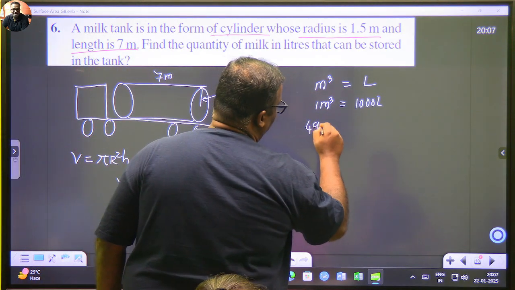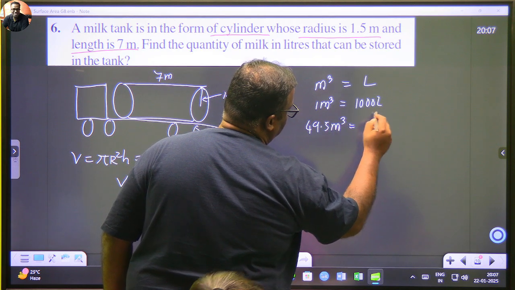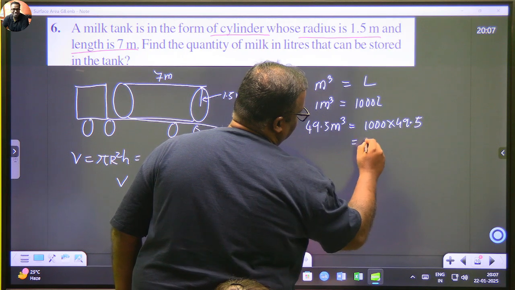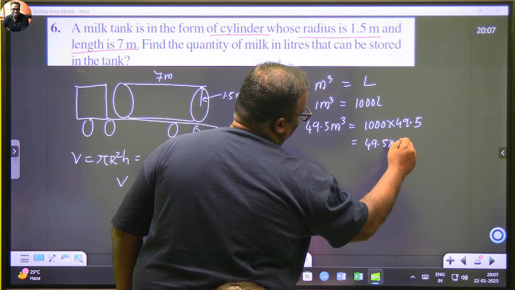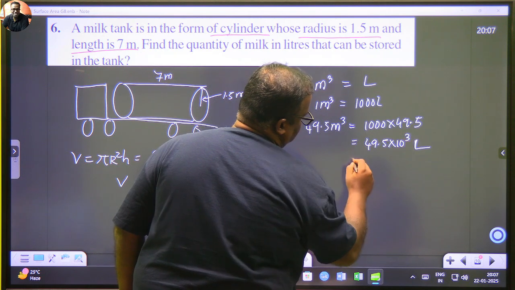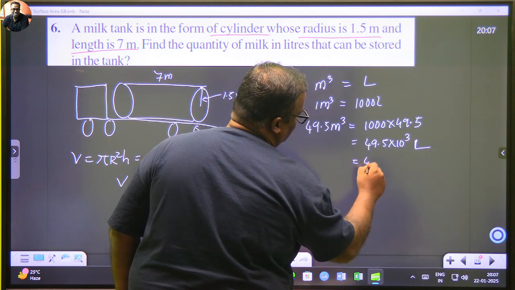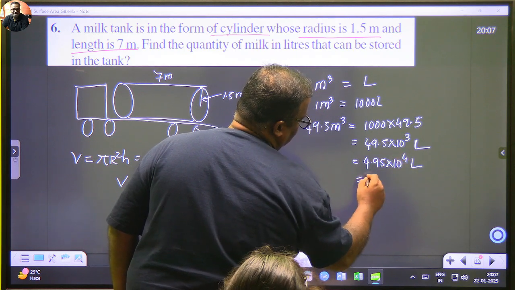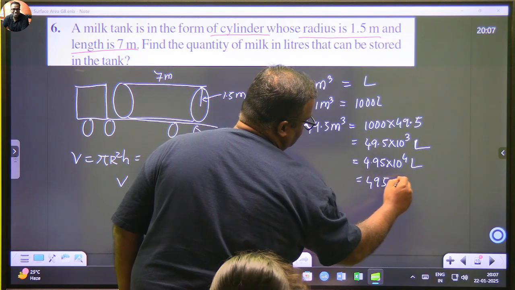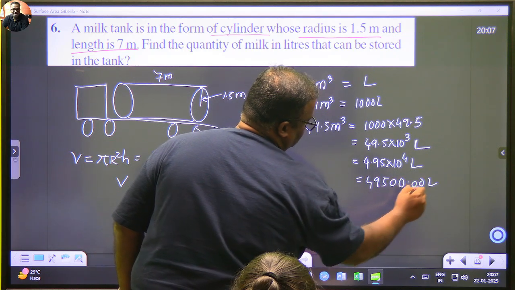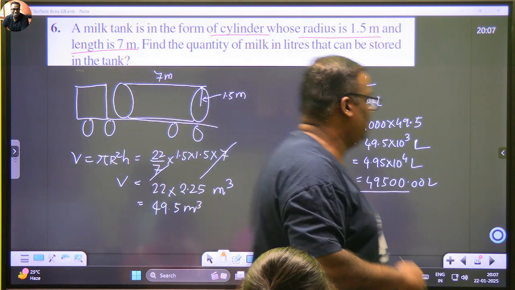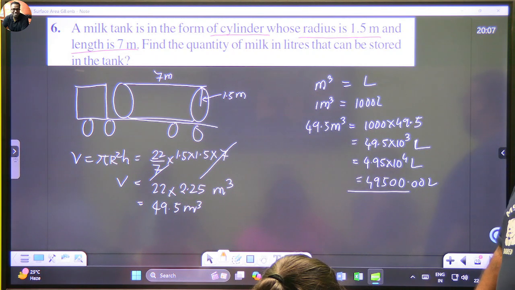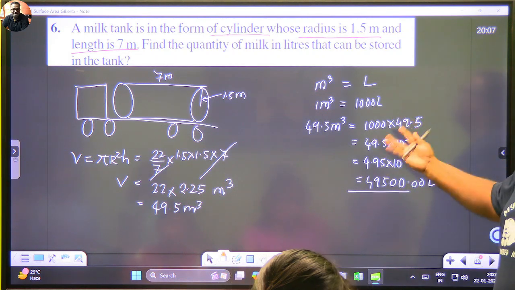So 49.5 meter cube will give me how many liters? 1000 into 49.5. So we get 49.5 into 10 to the power 3 liters. That means if you standardize more, 4.95 into 10 to the power 4 liters. So you can write it 49500 liters. Clear? ये प्रॉब्लम में आपने क्या देखा? इसमें दिस ओनली कन्वर्जन का गेम.